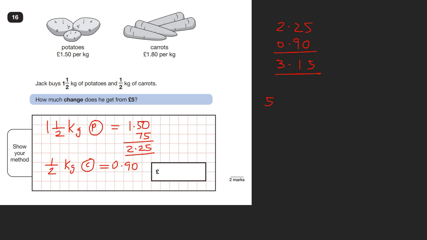But the question is different. He is giving a 5 pound note, so you take away 3.15. So the answer is a column subtraction. 5 goes into 4 and this is going to be 10. Again, take away 9 and 10. 10 take away 5 is 5. 9 take away 1 is 8. 4 take away 3 is 1. So the correct answer is 1.85.